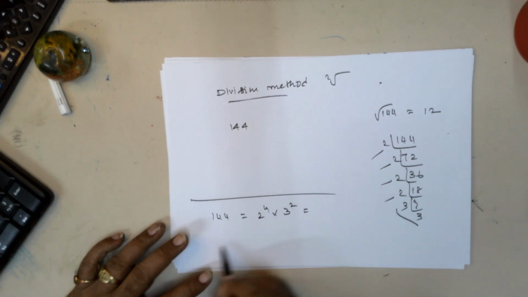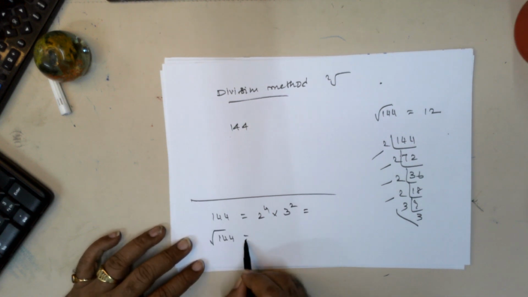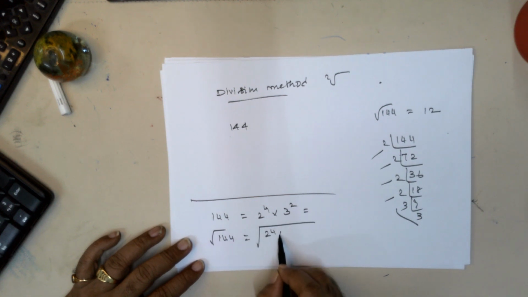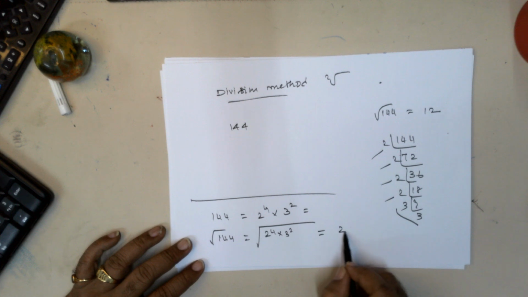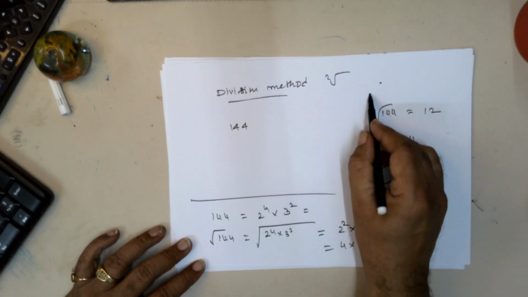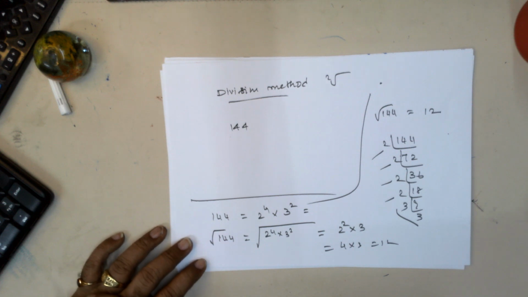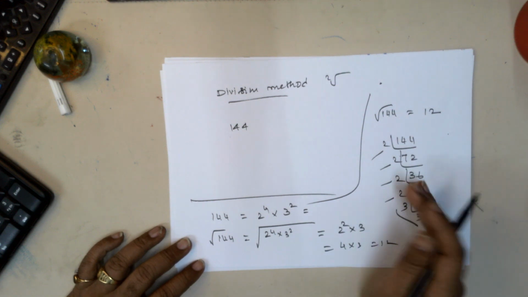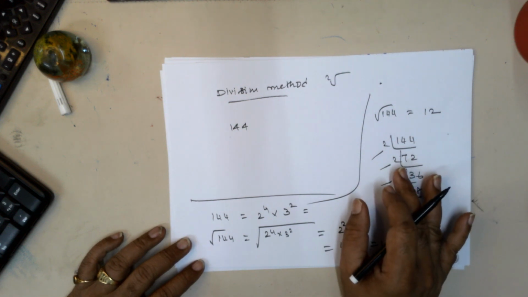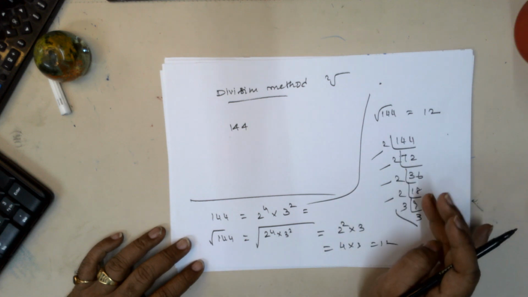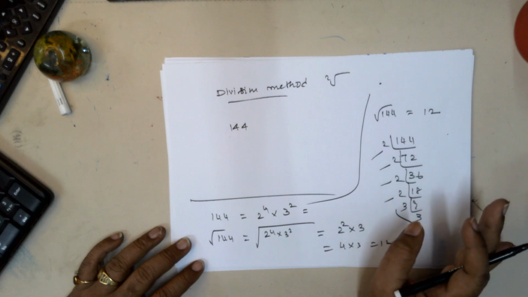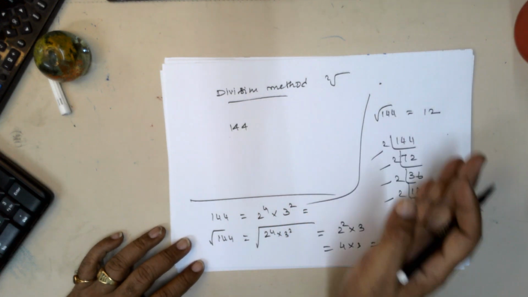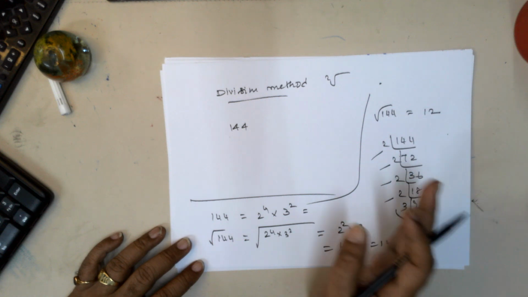So you can take the square root of 144, which is nothing but the square root of 2 power 4 into 3 square. You can declare this as 2 squared into 3, which is 2 2s are 4 into 3, that is equal to 12. This way you can easily do it by factorization. You can divide by 2 or 3, or 7 or 11, likewise by prime numbers, starting always with 2, and so on.